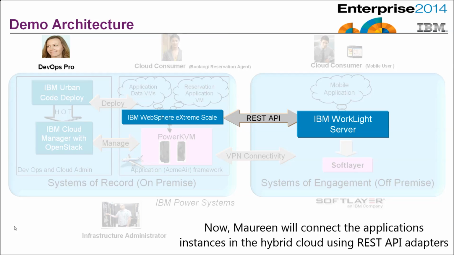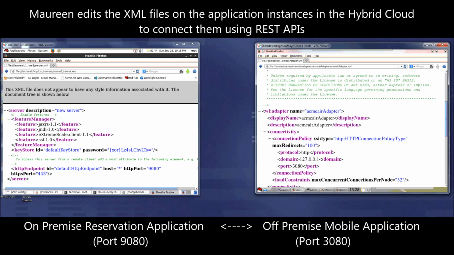Now Maureen will connect the application instances in the hybrid cloud using REST API adapters. Maureen edits the XML file to connect port 9080 on the on-premise application end with port 3080 on the off-premise application end.